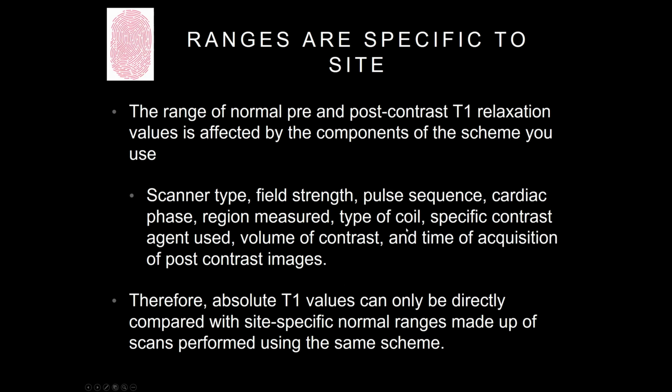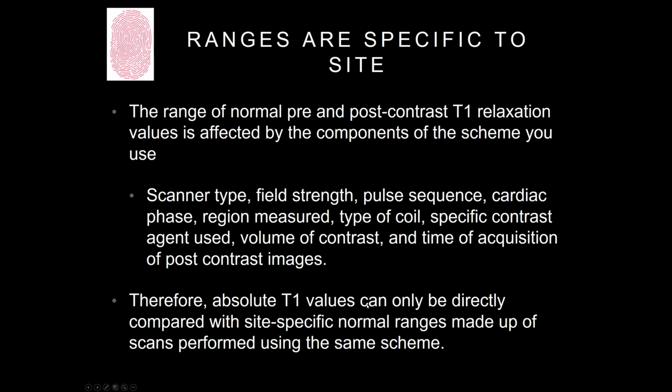The SCMR recommends that you create local normal ranges, and from that, you'll be able to figure out whether something is normal or abnormal. The range of normal pre and post contrast T1 relaxation values is affected by the components of the scheme that you have in your practice, and that scheme is a factor of scanner type, field strength, pulse sequence, cardiac phase, region measured, the type of coil, specific contrast agent that you use for post-contrast T1 maps, volume of contrast, time of acquisition of post-contrast images, etc.